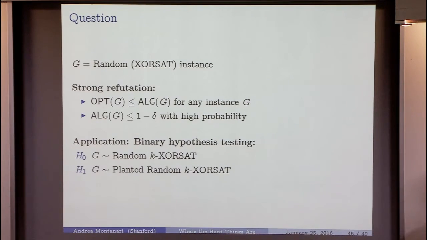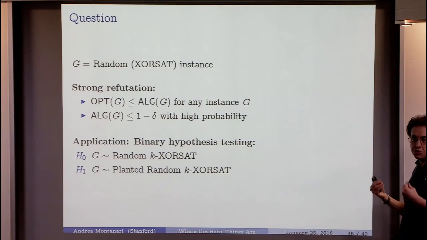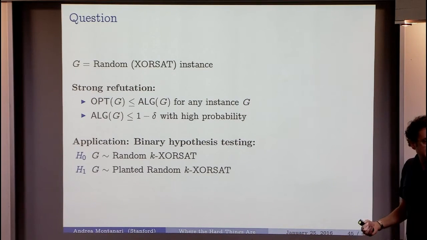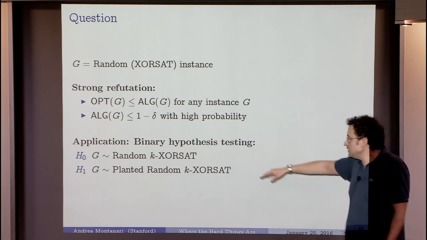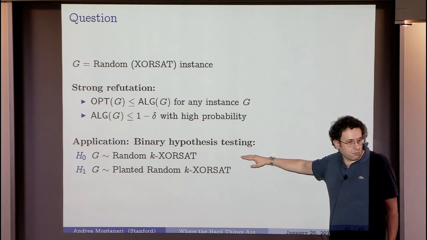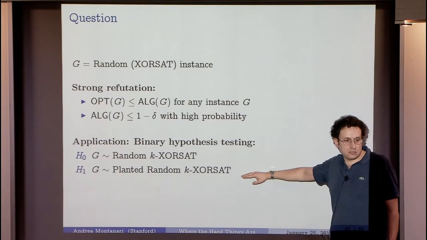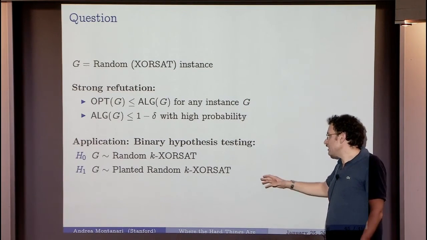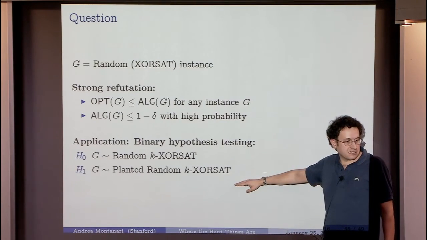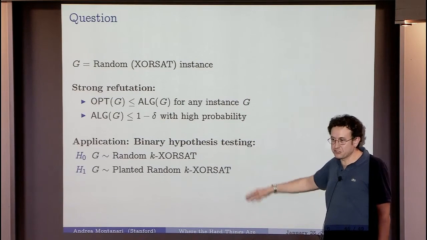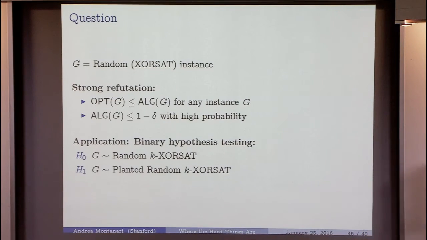So this is a theory application. It's not really an application. You can think that you want to use this for the following game. Somebody gives you a formula, and the formula can be either a random k-XOR SAT formula or a planted random k-XOR SAT formula. Okay, in this case it's easy. But you want to decide between these two hypotheses. Now, in this case, it's easy because XOR SAT has linear structure, but you can do the same for SAT and other things.